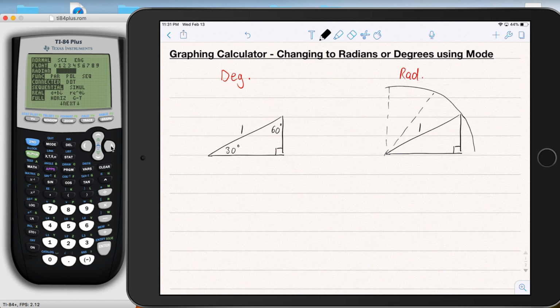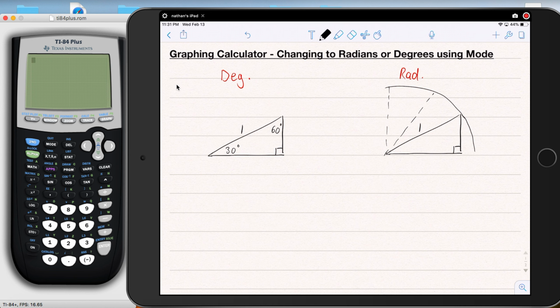So if you want to just switch to degrees, you go to the right and press enter, and whatever's highlighted in black, that is what mode your calculator is in. So let's just kind of give it a test. So I'm going to quit. You can just clear and get out of here. So right now I'm in degrees.